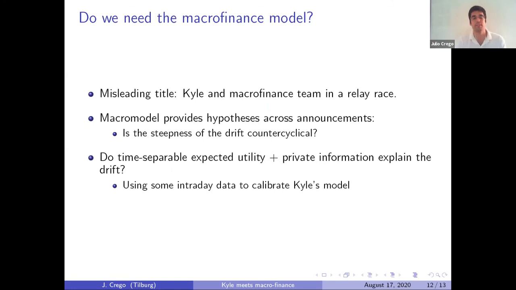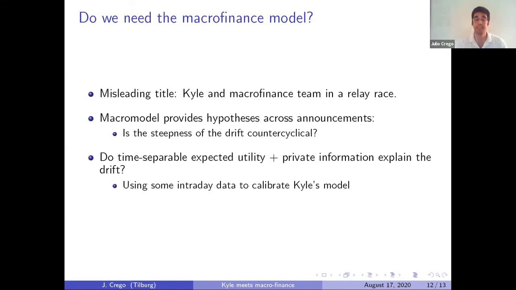Now, another question that I had when I read this is essentially, do we need the macrofinance model, right? Now, I think you do need it. I think it's interesting. I think the title is a little misleading. I would put Kyle and the macrofinance team in a relay race because they are never together. I think the macrofinance model just gives the SDF to the Kyle. Kyle takes the SDF and then gives the price of the announcement. And then the macro model comes again.